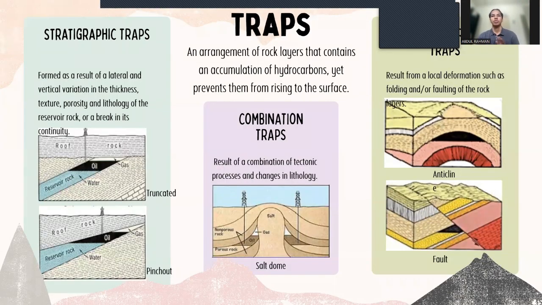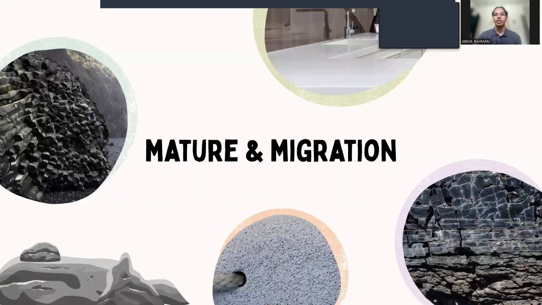So there are 3 types of traps. First is stratigraphic trap, which is formed as the result of the lateral and vertical variation in the thickness, texture, porosity, and lithology of the reservoir rock or a break in its continuity. And second one is the combination traps, which is the result of the combination of tectonic process and changes in lithology. And structural traps, which is the result from a local deformation such as folding or faulting of the rock layers. So there are 5 types of which is truncated, pinch out, salt dome, anticline, and fault. So next, I will pass to my other teammates.